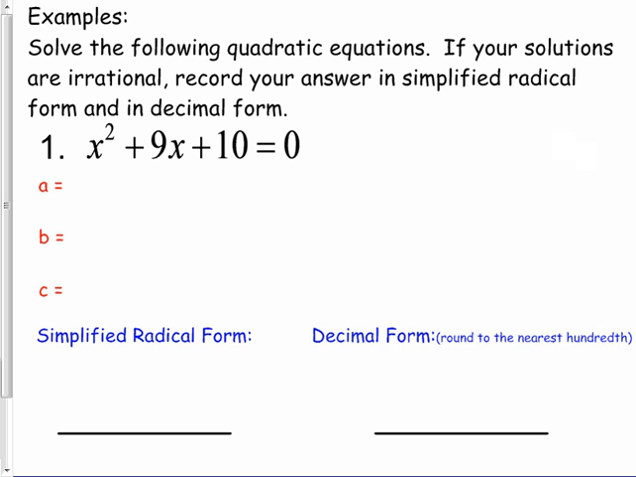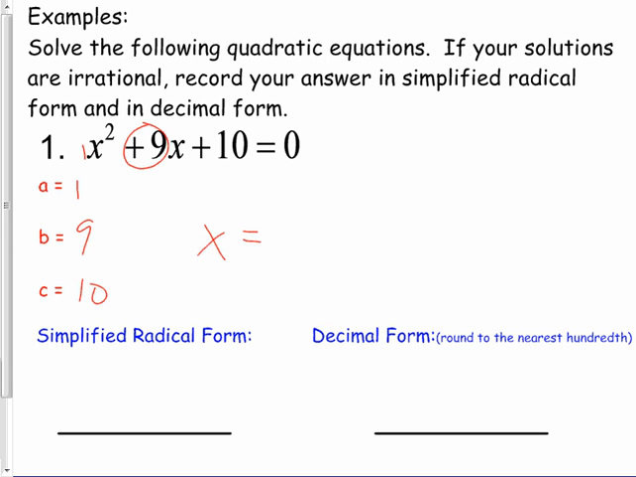All right, so here's a typical question. Examples. All right, well, let's actually do this one. A would be 1. Do you get how there's a 1 in front of this? B would be the 9, and C would be the 10. And then all you have to do is put that into the quadratic formula, which is x equals negative b.